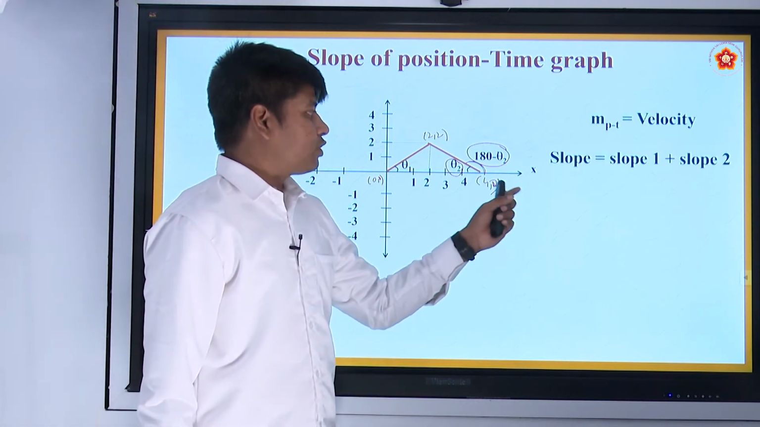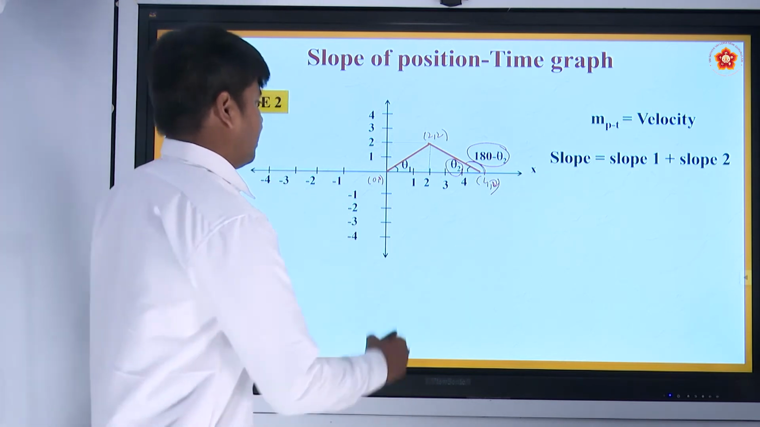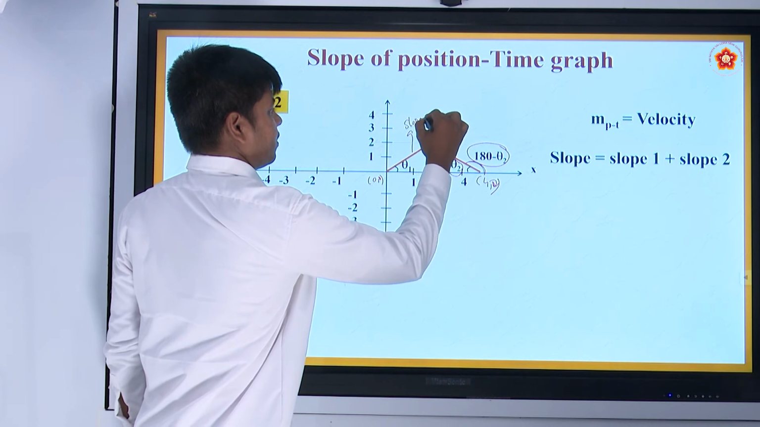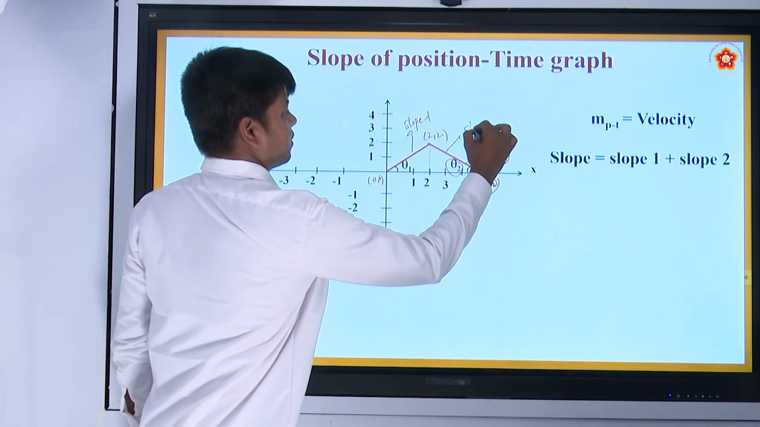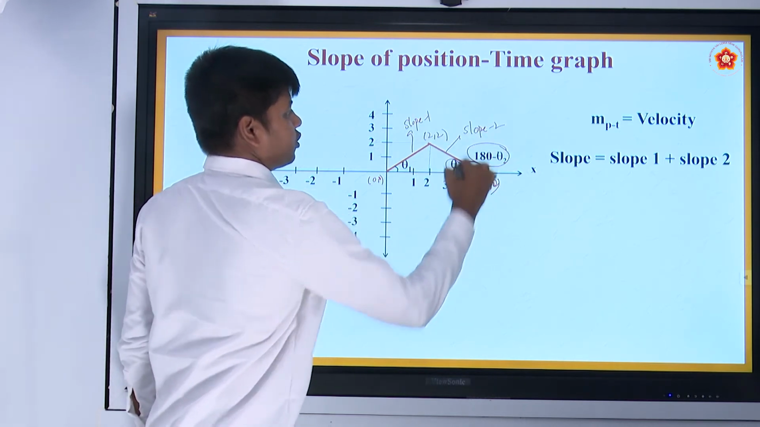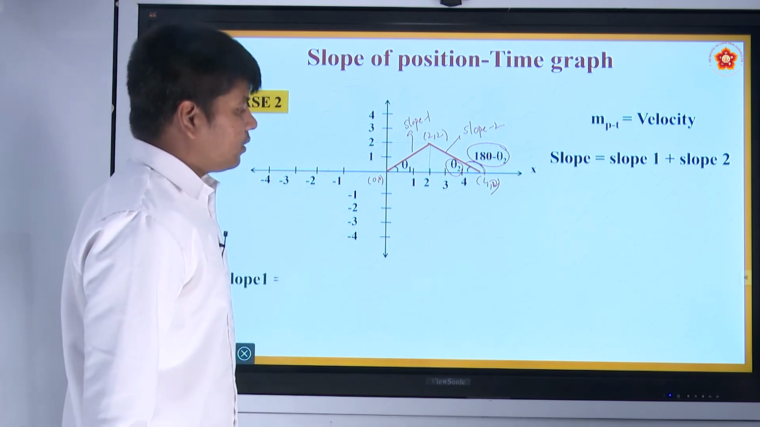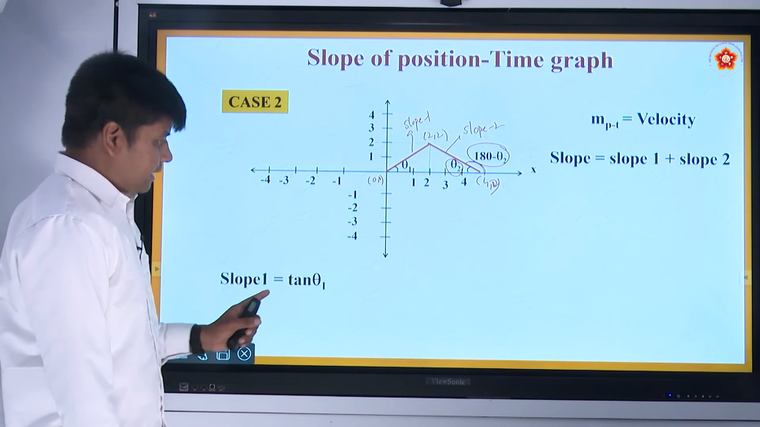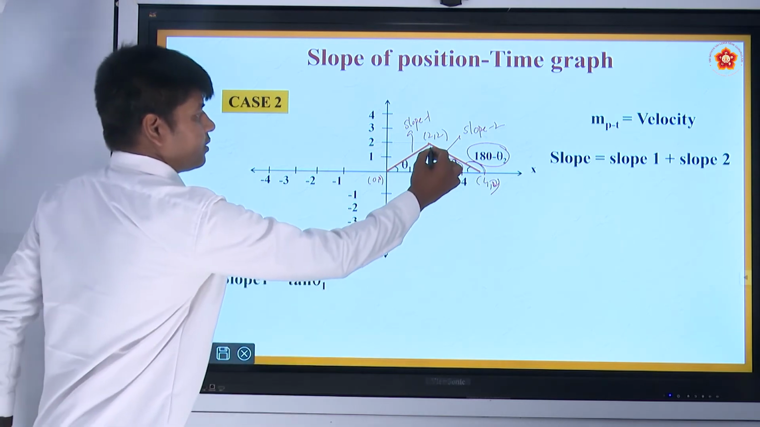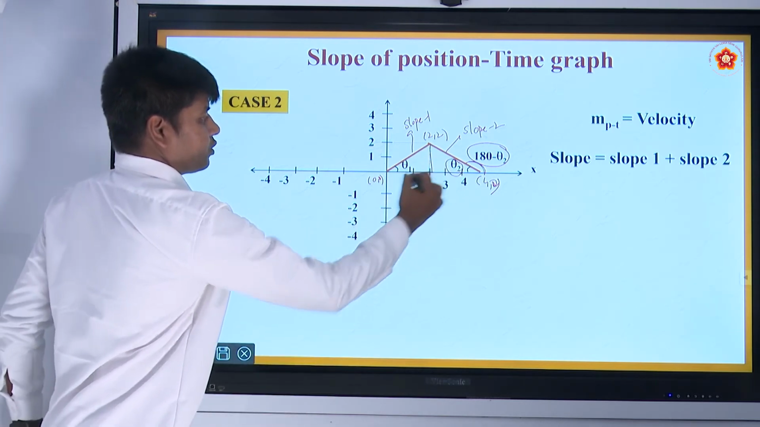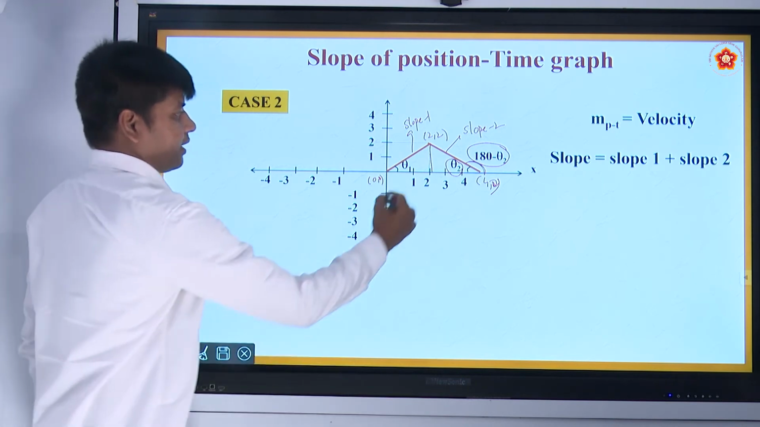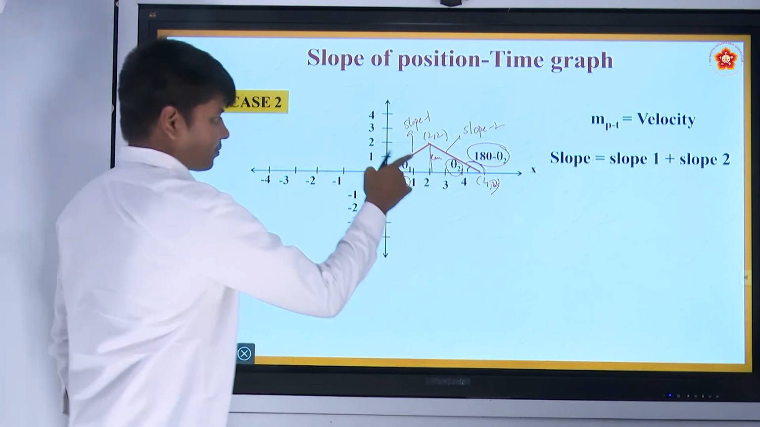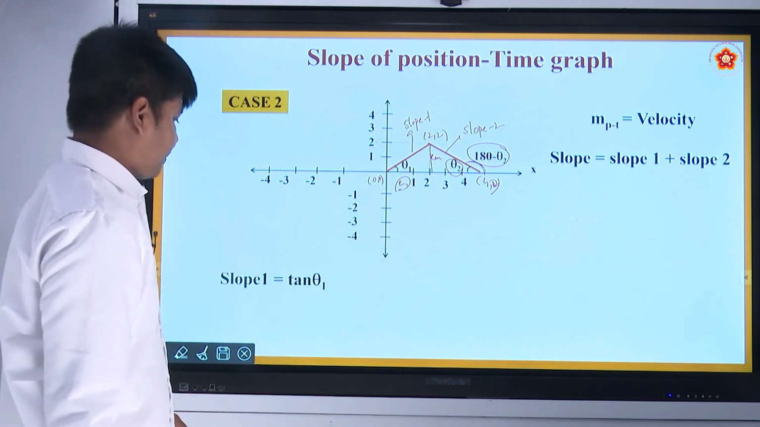So slope will be slope of 1 plus slope of 2. This is slope of 1. This is slope 2. So what is slope 1? Slope 1 is tan theta 1. You already know this is tan theta 1. This is the rise, this is the run. So this is tan theta 1.